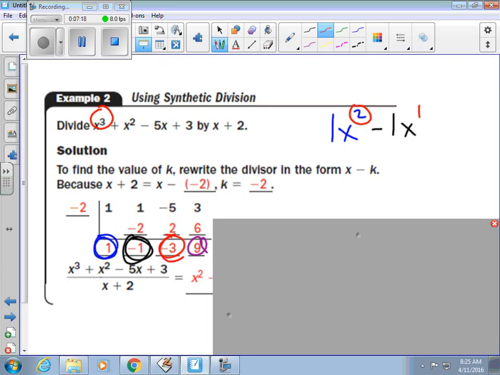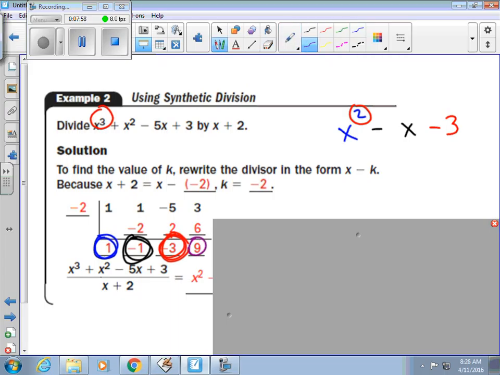The next one right here, -3. What's the next degree if you go down from x to the first power? It'd be x to the 0 power, which means there's no x. So now what we did is we have x squared, x to the first, no x. So if we eliminate these numbered coefficients that don't mean anything, we have x squared minus x minus 3, but we have one more number. We have +9 right here.